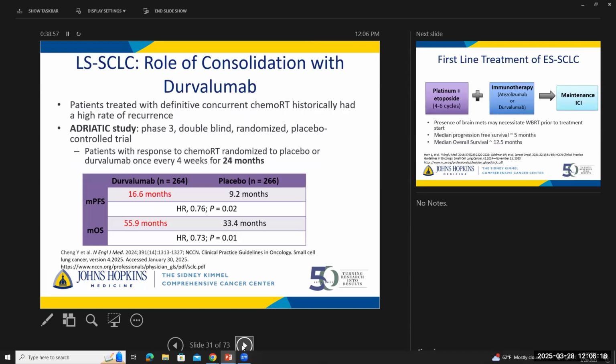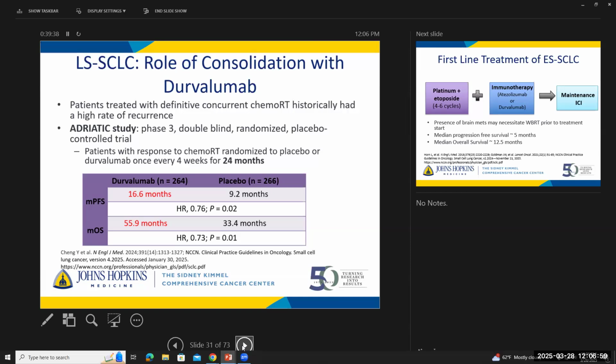Okay, well, I had told you that immunotherapy was largely restricted to extensive stage small cell lung cancer. But just this year, we had a clinical trial called the Adriatic study that showed that if patients with limited stage disease got their definitive chemotherapy and radiation with what chemotherapy? Platinum and etoposide, right? So if they got their chemotherapy and radiation, and then they were randomized, the trial randomized the patients to either durvalumab, which is an immunotherapy, or placebo.